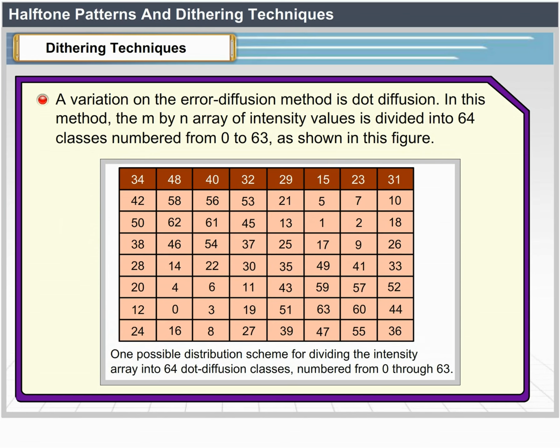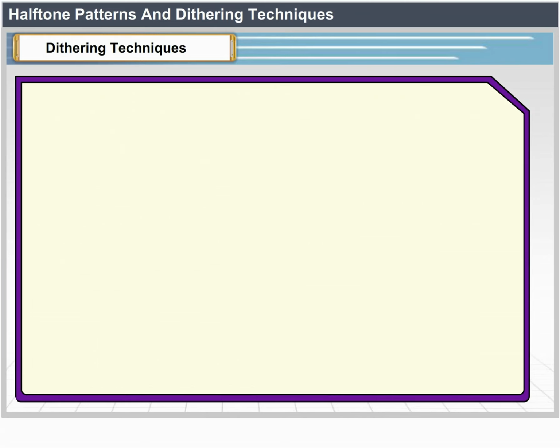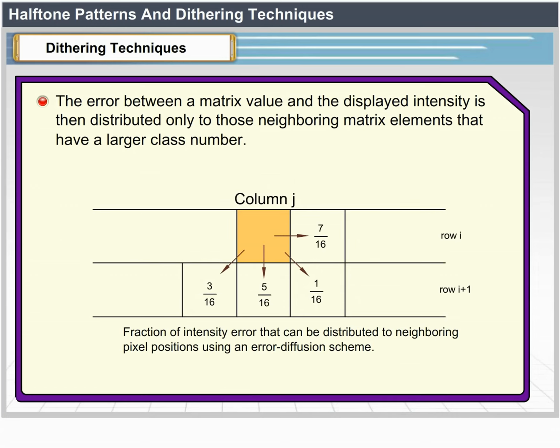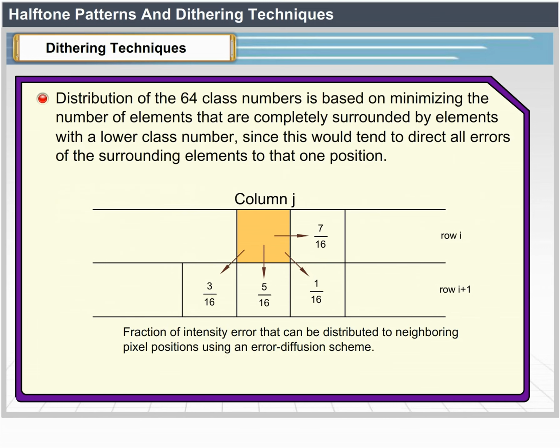In this method, the M by N array of intensity values is divided into 64 classes numbered from 0 to 63, as shown in this figure. The error between a matrix value and the displayed intensity is then distributed only to those neighboring matrix elements that have a larger class number. Distribution of the 64 class numbers is based on minimizing the number of elements that are completely surrounded by elements with a lower class number, since this would tend to direct all errors of the surrounding elements to that one position.